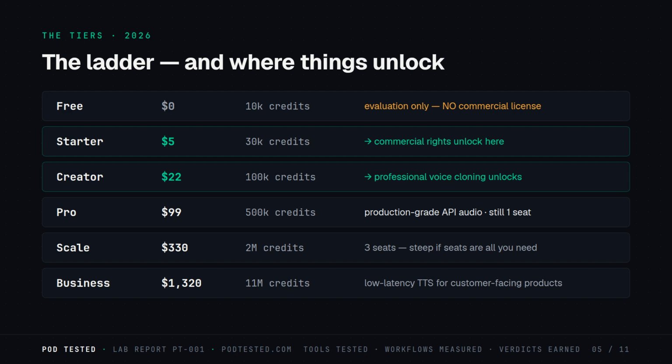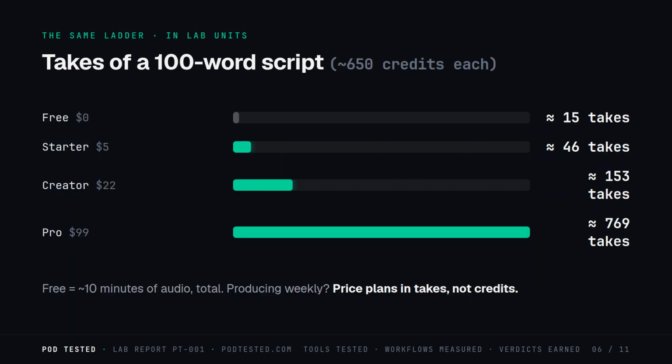The tiers. Free gets you 10,000 credits, but no commercial license. It's for evaluation only. Starter, 5,000 credits, and crucially, commercial rights unlock here. Creator, $22, 100,000 credits, and professional voice cloning. Pro, $99, 500,000 credits, and production-grade API audio. Then it gets steep. Scale at $330. Business at $1,320.